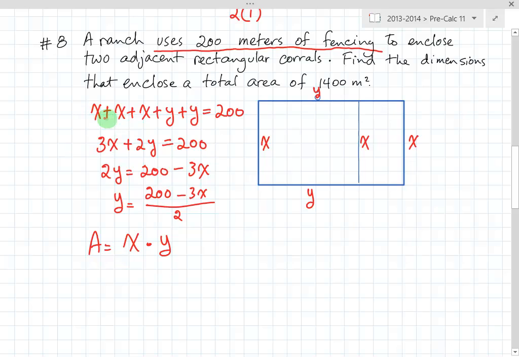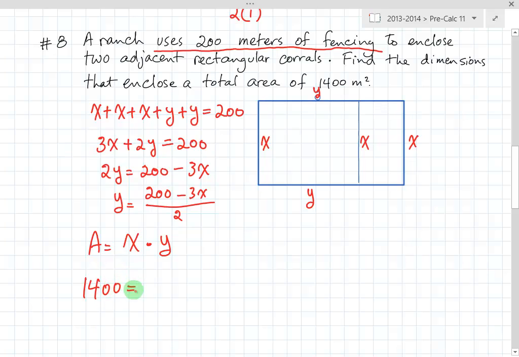We go, okay, all the lengths added to each other gives us the length of the fencing that the corral owner bought, which would say 200 meters, right? Through that, we solved for y, and we found out that y is equal to (200 minus 3x) divided by 2, right? The total area is given to us as 1,400 square meters. Area of the whole thing is the width of it, which is x, times the length of it, which is y. So x times y is equal to the area. But the area is given to us as 1,400.